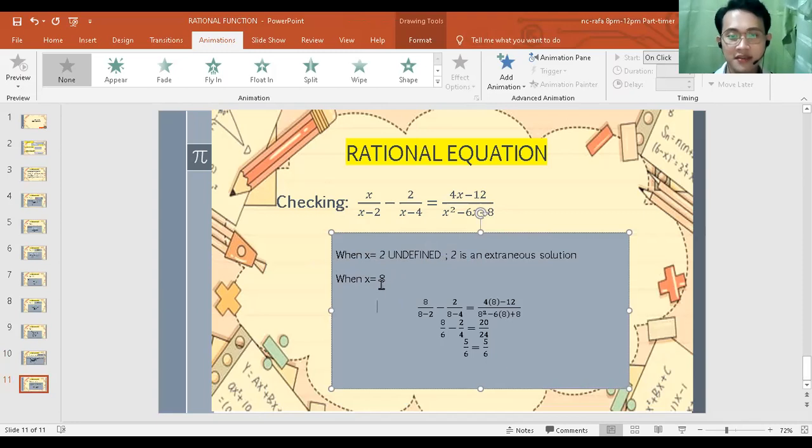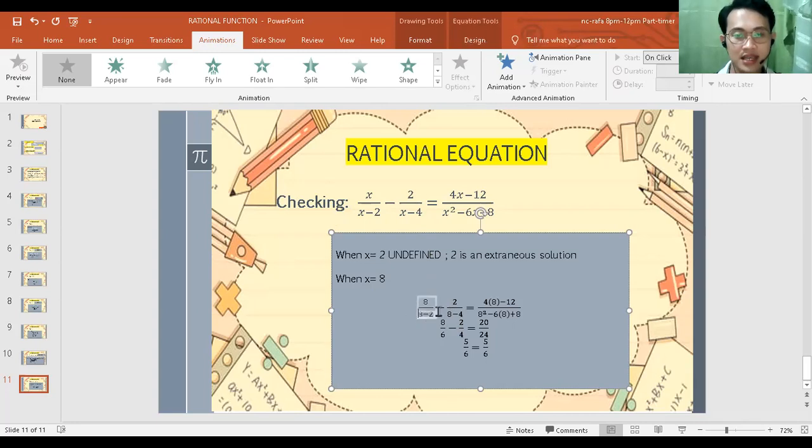Now let's substitute the value of 8. So we have here x over x minus 2, that's 8 over 8 minus 2, minus 2 over x minus 4, so that's 2 over 8 minus 4, equal to 4x minus 12 over x squared minus 6x plus 8. So that's 4 times 8 minus 12 over 8 squared minus 6 times 8 plus 8. I'm just substituting the value of x, which is equal to 8. And after that, you simplify.